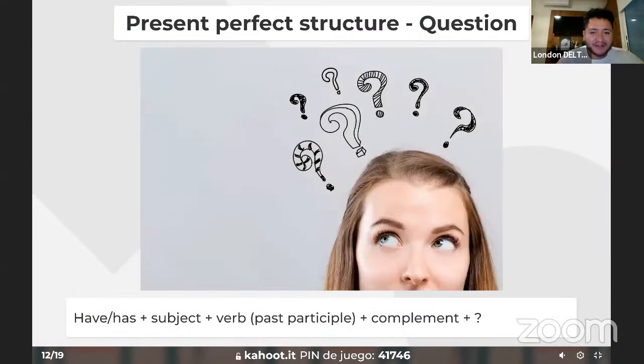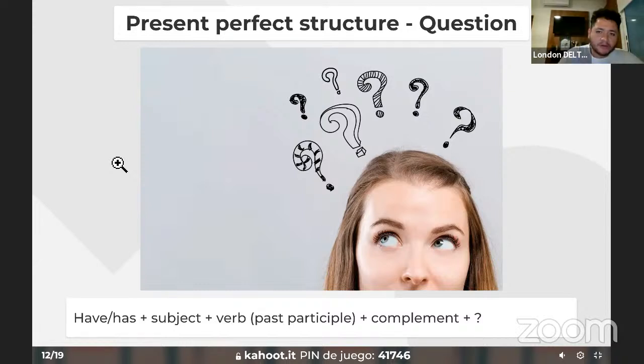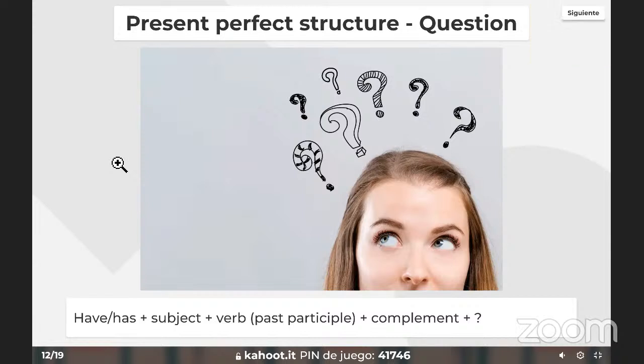Let's continue. The next, vamos a leer la siguiente diapositiva. Please, Gabriel, can you help us to read this slide? Present perfect structure, question. Have or has plus subject plus verb in past participle plus complement.